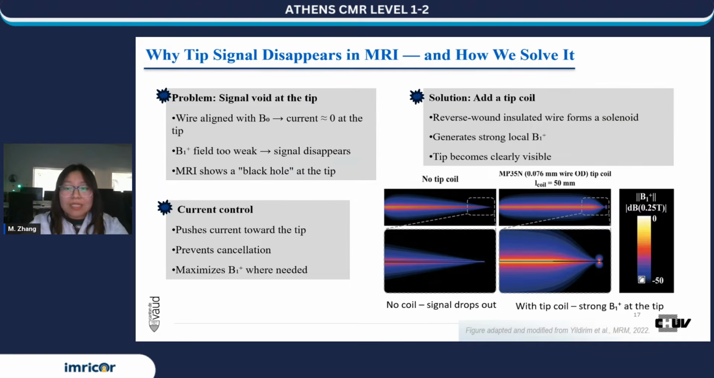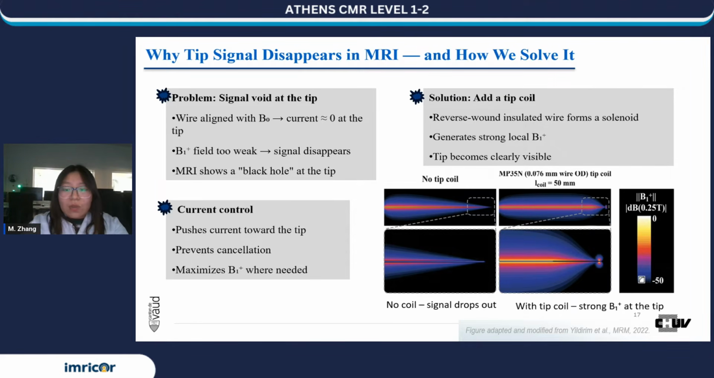One of the biggest challenges in catheter-based MRI is that the tip often disappears from the image. This happens because the wire runs parallel to the main magnetic field, and as we approach the tip, the current drops to zero. With no current, the B field becomes too weak, so the scanner cannot generate a signal, and we see what looks like a black hole at the tip.